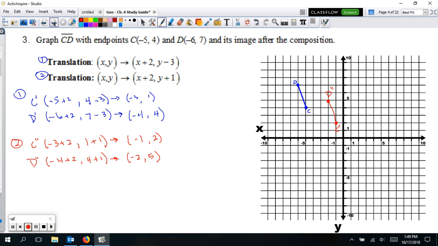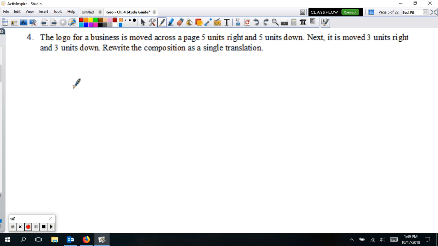Alright, let's move on to number 4. So number 4, the logo for a business is moved across a page 5 units right and 5 units down. Next it's moved 3 units right and 3 units down. Rewrite the composition as a single translation. So we're going to just rewrite, kind of writing a rule here is what we're doing. So we're going to do a rule for x and y. And so we're just going to fill in what we're going to do to x.